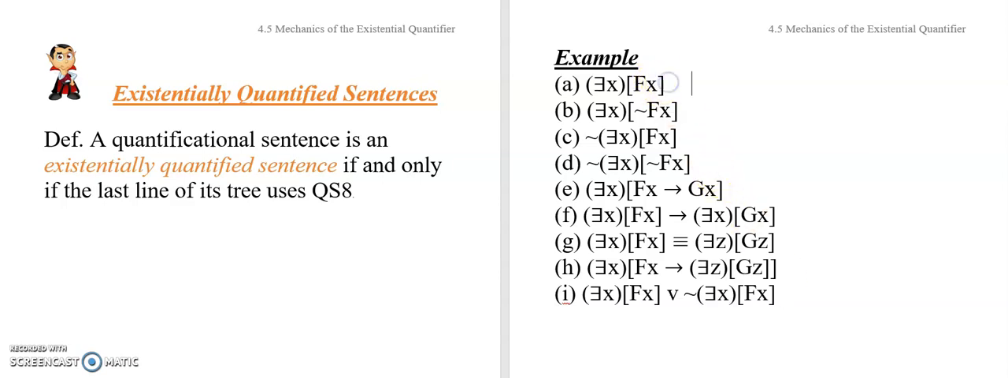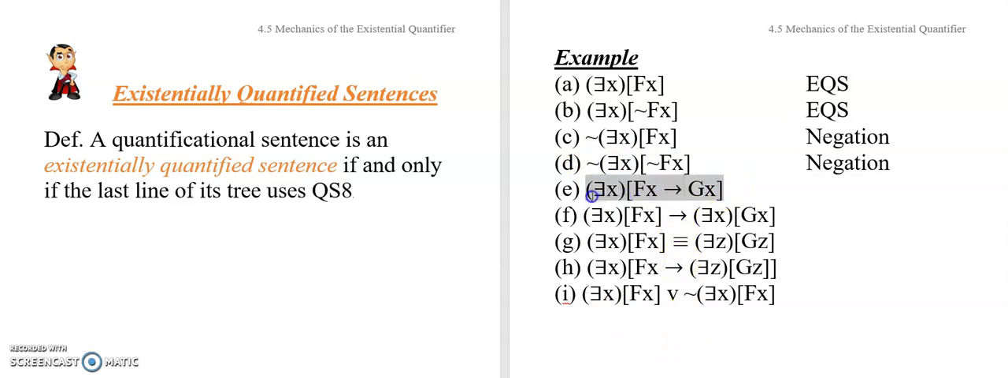All right, so let's go ahead and go through these together. This is an existentially quantified sentence, all right? The last line of its tree uses QS8. Exact same point here. This is an existentially quantified sentence. The last line of its tree uses QS8. The last line of this sentence's tree uses QS2, the negation symbol. This is a negation. That is not an existentially quantified sentence, nor a universally quantified sentence. Likewise, this is a negation, right? The last line of its tree. What's its main connective? It's this guy, right? That would be the last line of its tree.